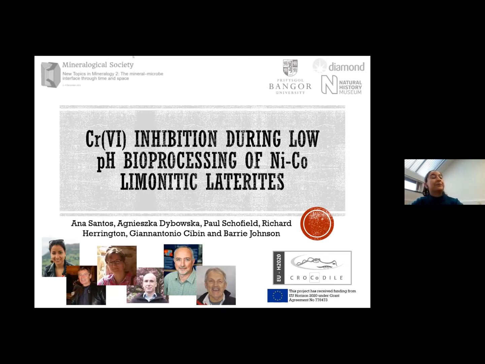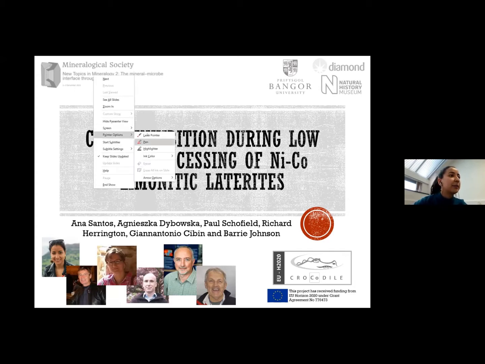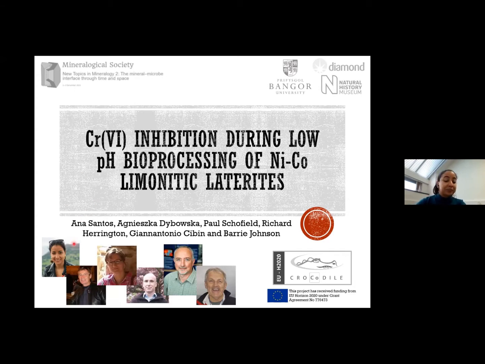And I would also like to thank this great group of people who made this work possible. Let me just see if I can get my laser pointer here. And also this work is being carried out under the Crocodile project, the Horizon 2020 funded, which looks at recovery of cobalt from two different sources, the raw materials and then from batteries.